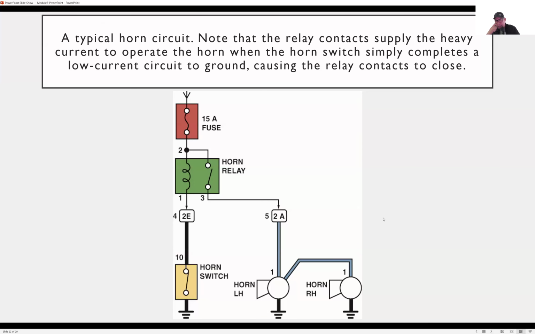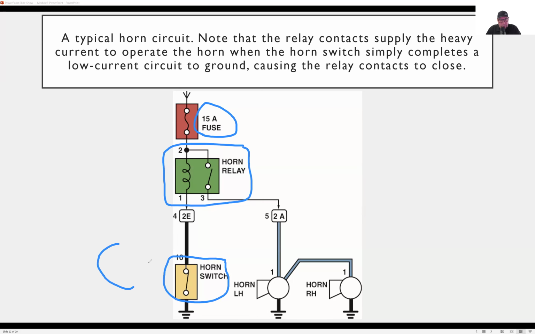Now we're looking at a relay circuit here with horns. This is a simple circuit. We have a 15 amp fuse. We have the relay here. Now the relay, when we connect the horn switch, so this horn switch is located where your steering wheel is. Your steering wheel is your horn switch. When you push on the airbag on your car, that's your horn switch. You're activating this switch right here.